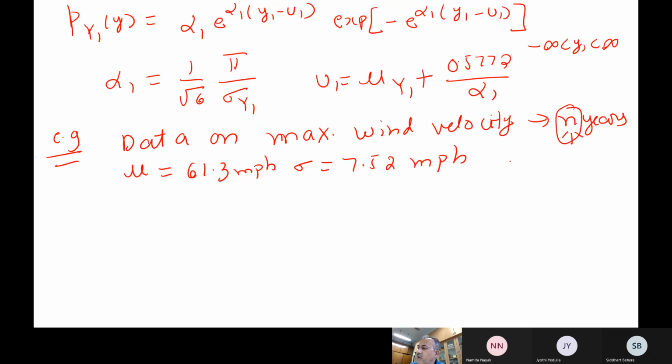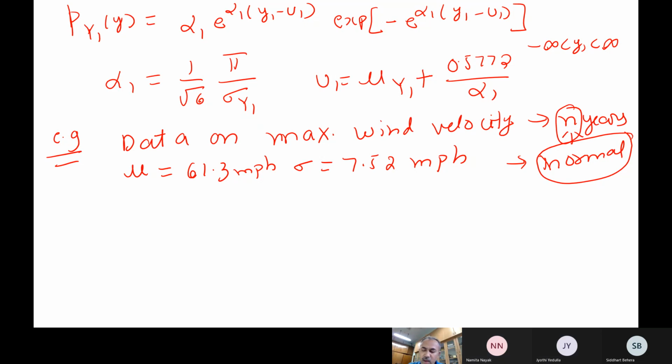Now let us assume that the original wind velocity was normally distributed. If it is a normal distribution, what category does it fall into for the largest value? Type 1, that is a Gumbel distribution.